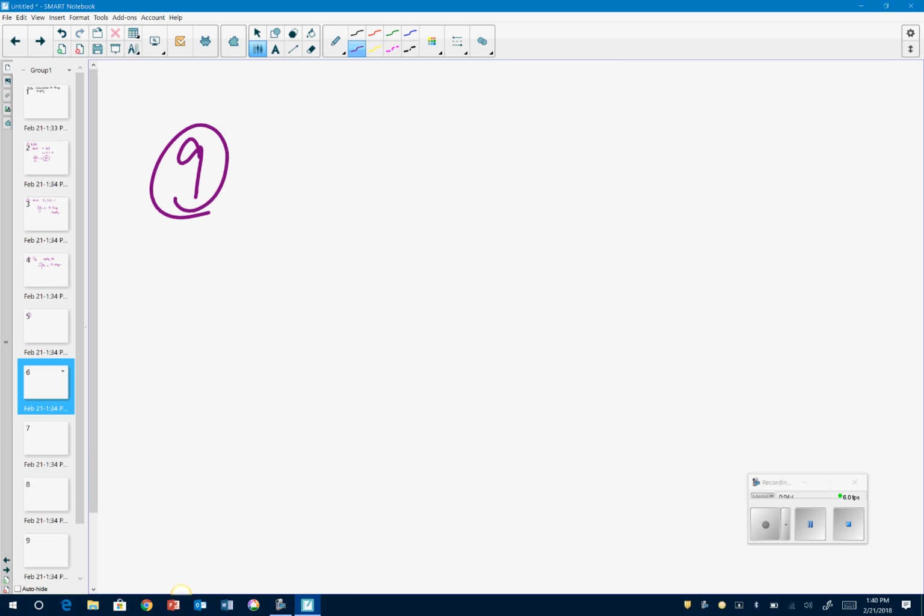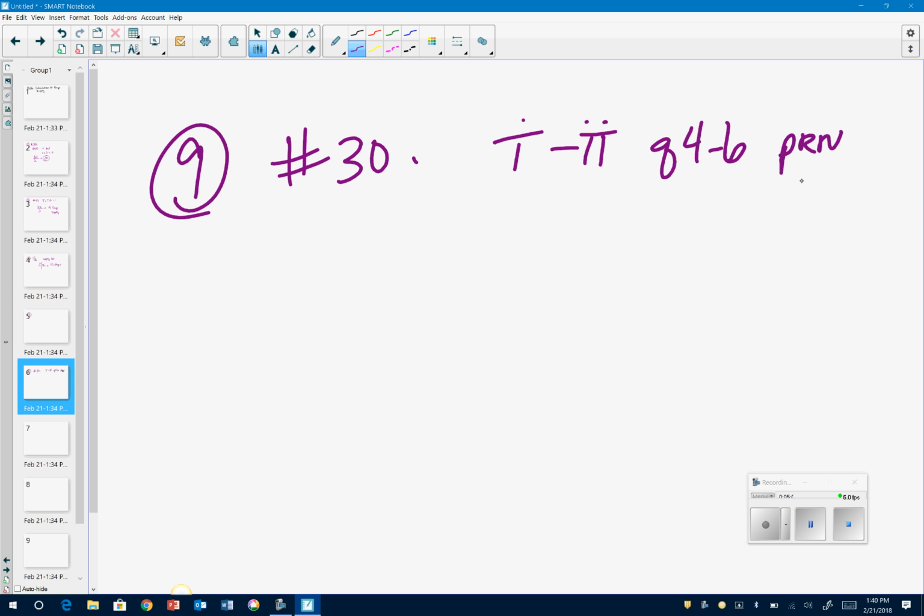Number 9, you have Tylenol number 3, dispense 30 tablets, and it says take 1 to 2 every 4 to 6 hours as needed for pain. Okay, so first we want to figure out how many is the maximum that they're going to take in a day. So between 1 and 2, the most is going to be 2, so you have 2 times. Then we're going to multiply that by how many times per day.